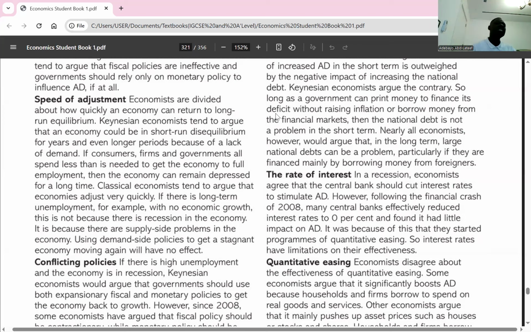And that is not ideal for an economy, because the economy is running over through debt. But for the Keynesians, they argue that if the government of the country can print the money needed to meet up with its deficit without raising inflation or borrowing more money, then national debt in the short run is not going to be a problem. So that's different. That's their own argument against the national debt when it comes to demand side policy. Is it clear?